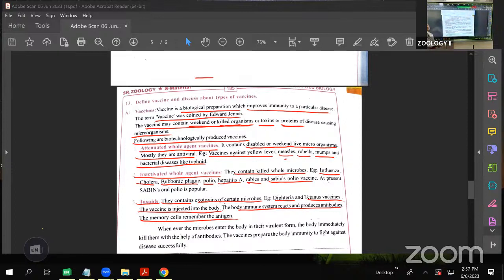Next, the remaining answers we will discuss in tomorrow's class. This lesson is also important for the SAQs. The evolution lesson and this lesson are very, very important for the SAQs. Try to learn this one, and tomorrow at the same time we will meet.